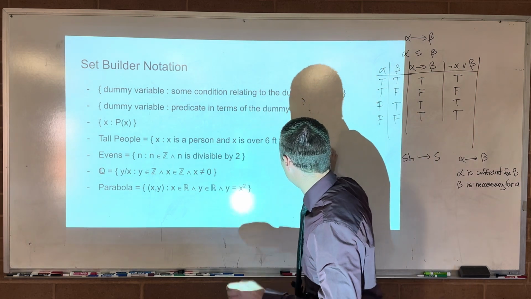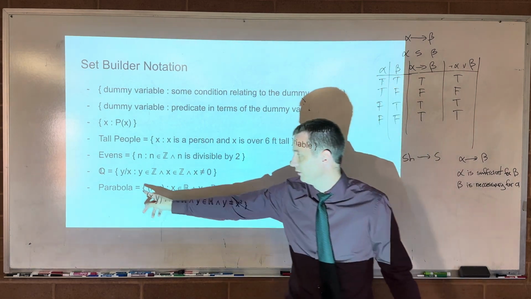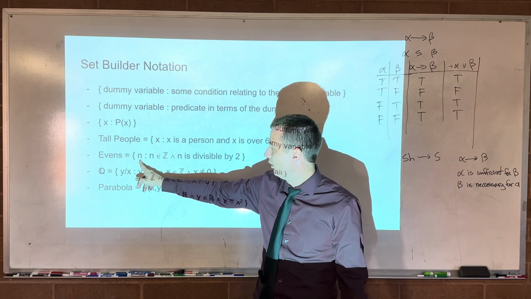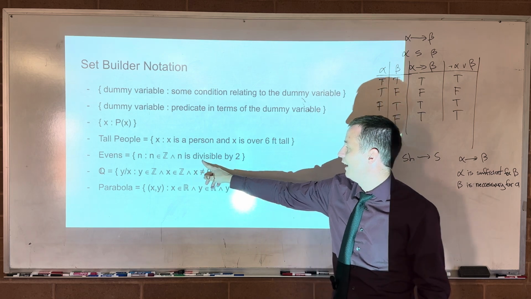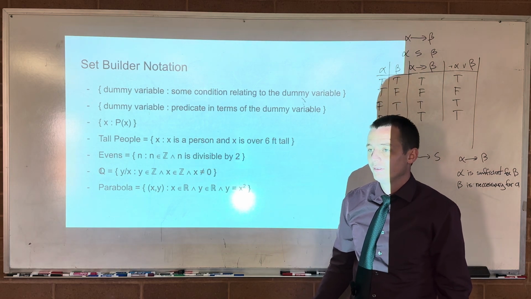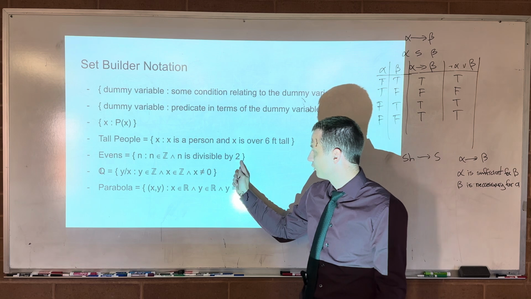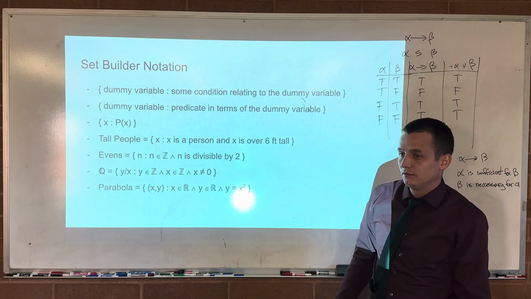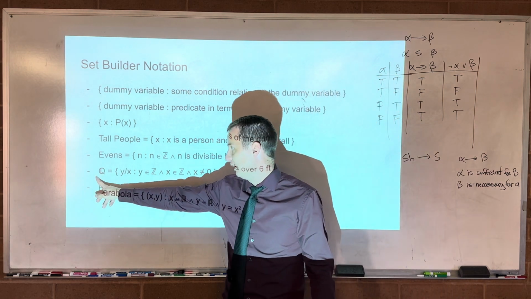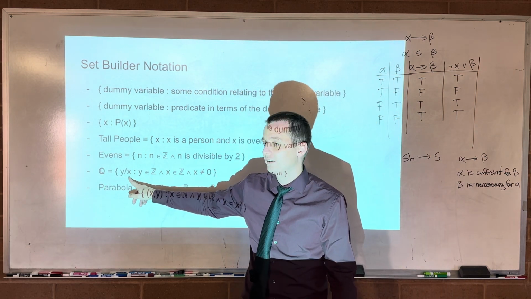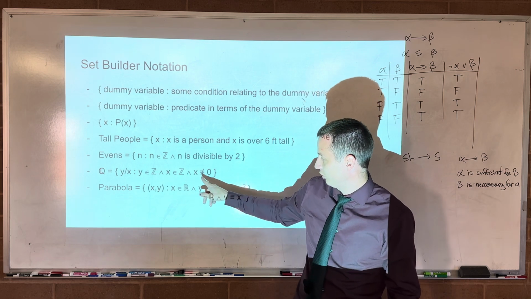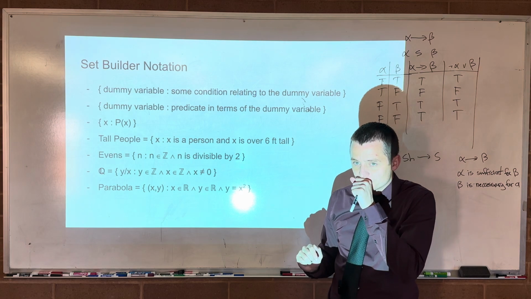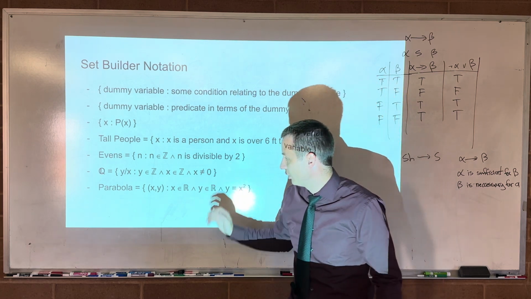We could also write the set of all the even integers, the set of all evens. What's the set of all evens? Pick some dummy variable, n. It's the set of all n such that n is an integer and n is divisible by 2. That's your evens. Notice this is a predicate in terms of the dummy variable n. Another way we could have written the rationals: they're the set of all y over x, where y is an integer and x is an integer and x is not equal to 0. Because you can't divide by 0, right? So there's all your rationals.